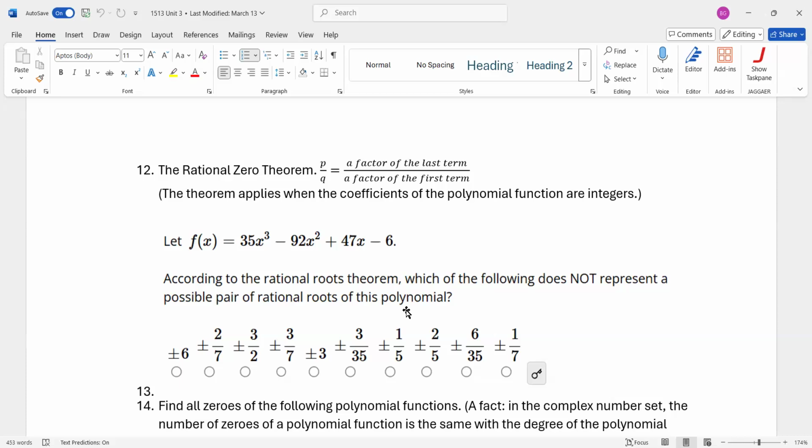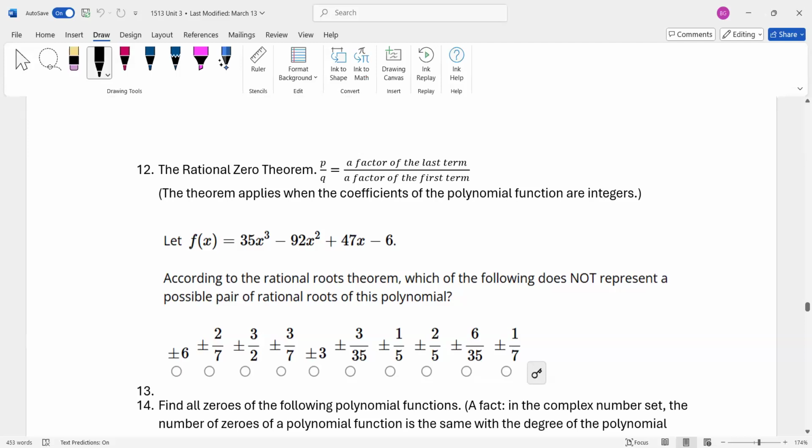For example, if you have a degree 1 polynomial function, f of x equals 3x plus 4, how do you find the zero? You make f of x equals 0, right? Make 3x plus 4 equals 0, and then solve the equation for x. That's how you find the zero for a polynomial if the degree is 1.